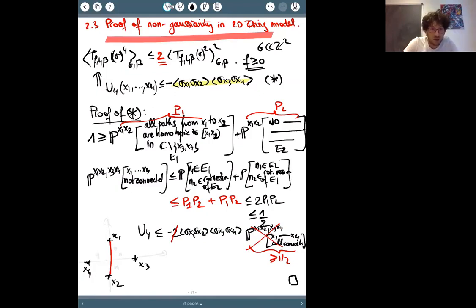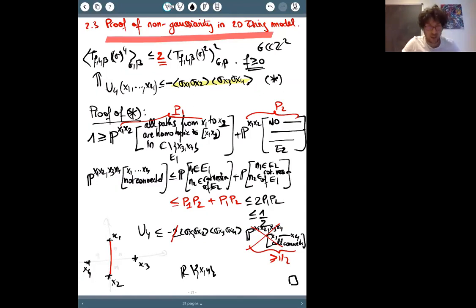Okay, sorry, I missed the notion of homotopy you are using here. Could you possibly? It's R2 minus the two points x3 and x4. So you look at R2 minus 2 points. Okay?